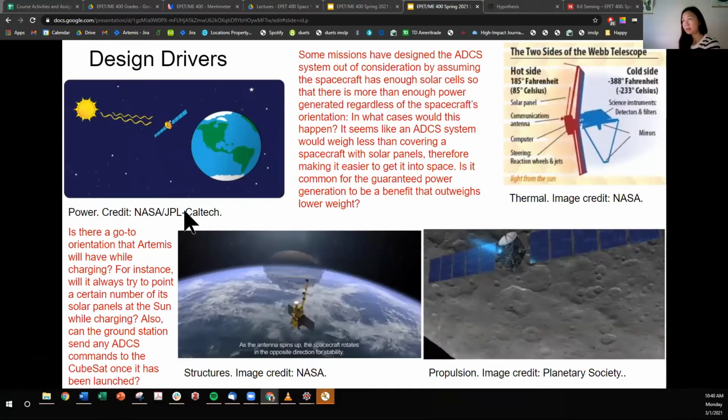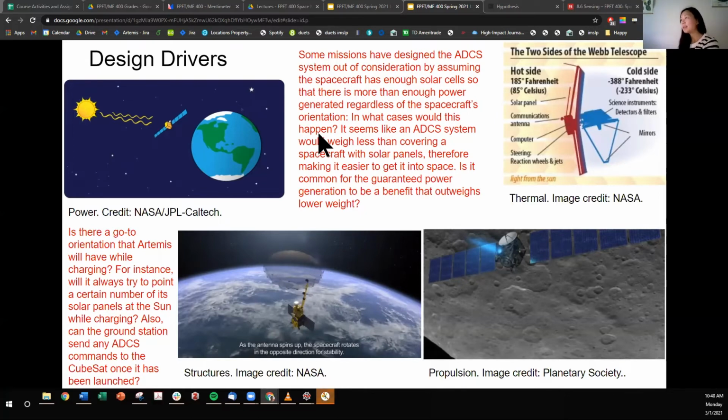For the power subsystem, the ADCS will have to figure out how to point the solar arrays towards the sun. And there are some questions here, so I'll just get to them. Some missions have designed the ADCS system out of consideration by assuming the spacecraft has enough solar cells so that there is more than enough power generated regardless of the spacecraft's orientation. In what cases would this happen?